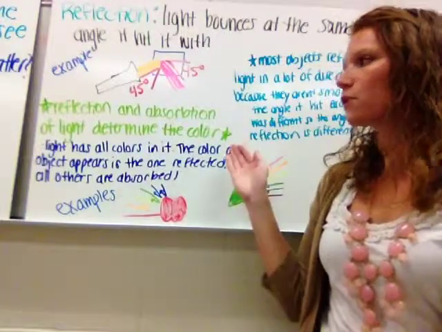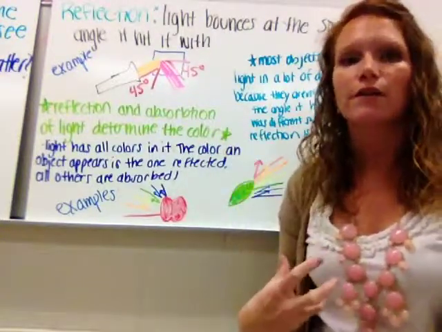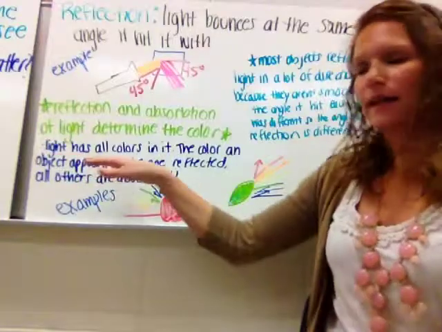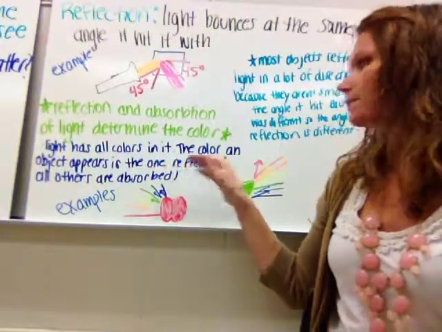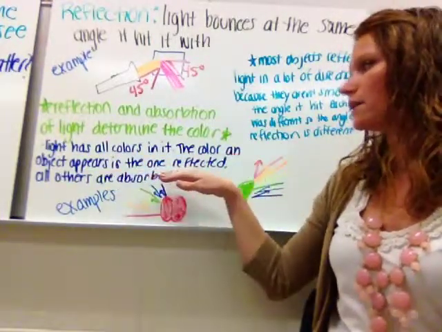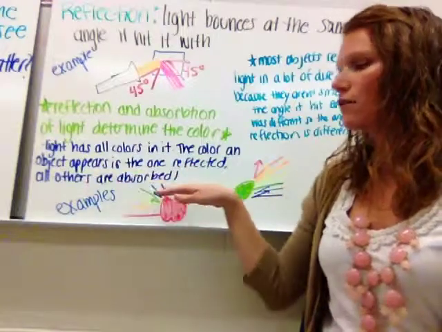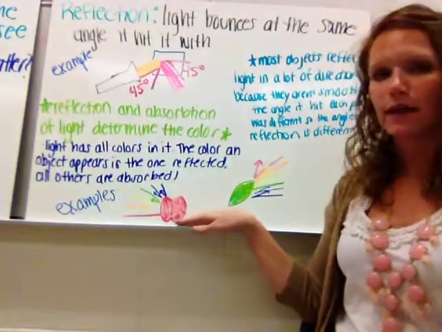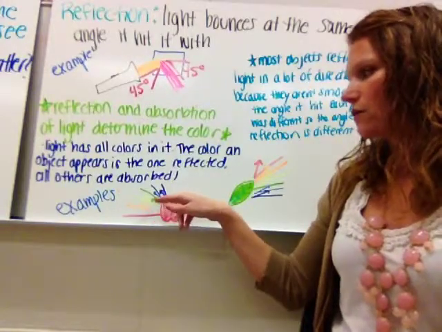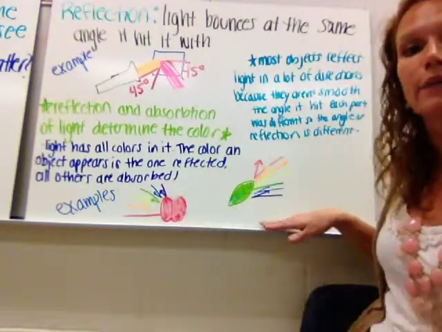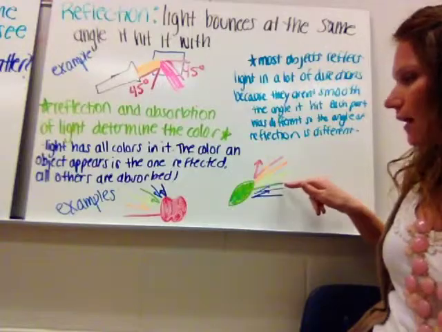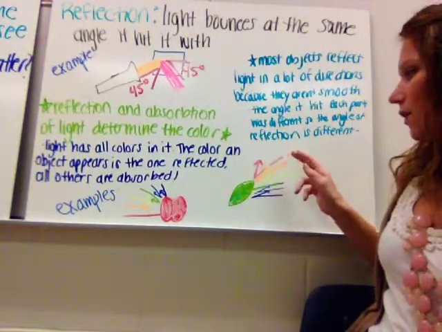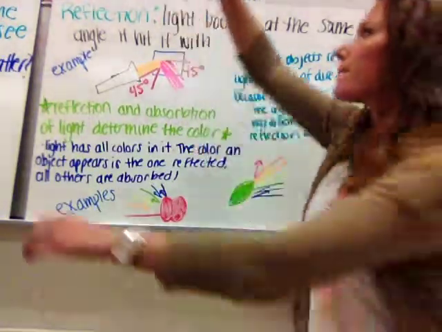So the reflection and absorption of light determine the color that an object is. Light, like I said, has all of the colors in it. The color an object appears is the one reflected. All of the others are absorbed. So for example, this red apple absorbs the orange, yellow, green, blue, and purple light and reflects the red light. This green leaf absorbs the red, orange, yellow, blue, and purple light and reflects the green light.